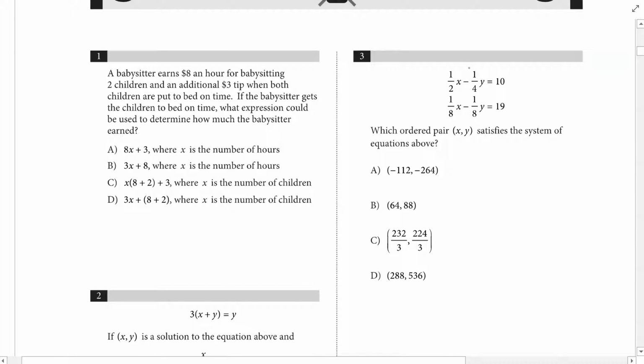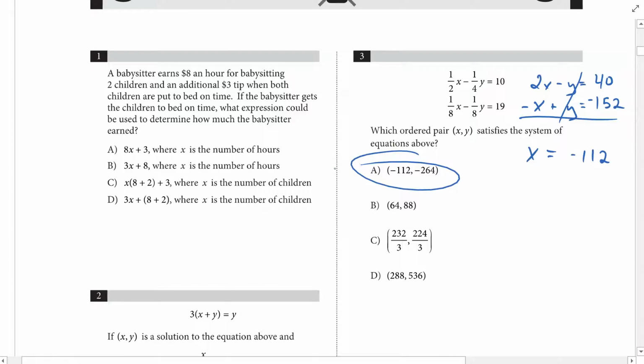For example, on number 3, I might consider multiplying this bottom equation by 8 and getting x minus y equals, let's see here, 8 times 9 is 72, so maybe 152. I'm going to ballpark that. And multiplying the top equation by 4, you get 2x minus y equals 40, and then maybe change the sign of each term in that second equation and solve it out, eliminating the y's, and you get x equals, looks like negative 112. And automatically I can stop right there and say, okay, looks like option A is going to be my answer.